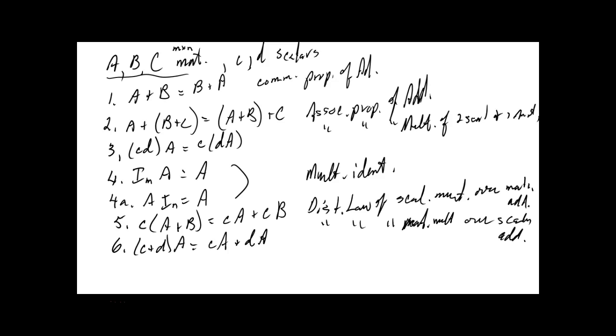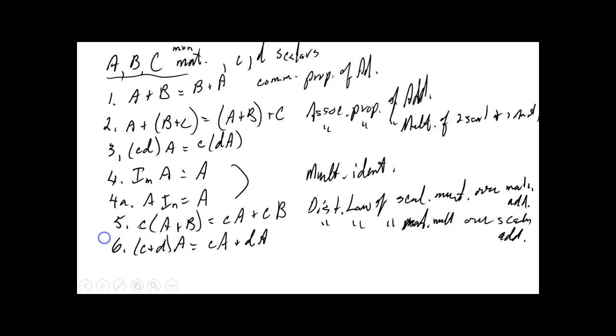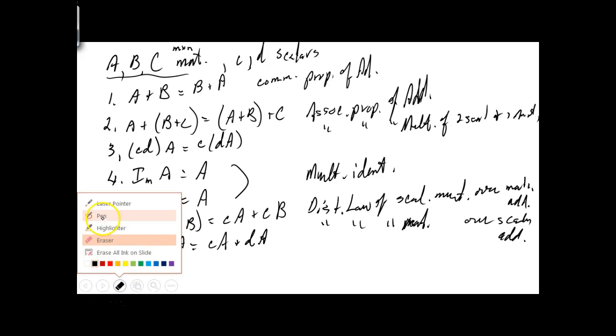So you can distribute the matrix over the sum of two scalars, just like you can distribute the scalar over the sum of two matrices. So I guess that would be the better way of saying it. Distributive law of the matrix over the sum of two scalars. So it's not matrix multiplication, just matrix. So I think I'll just leave out the multiplication here. Distributive matrix over the sum of two scalars.